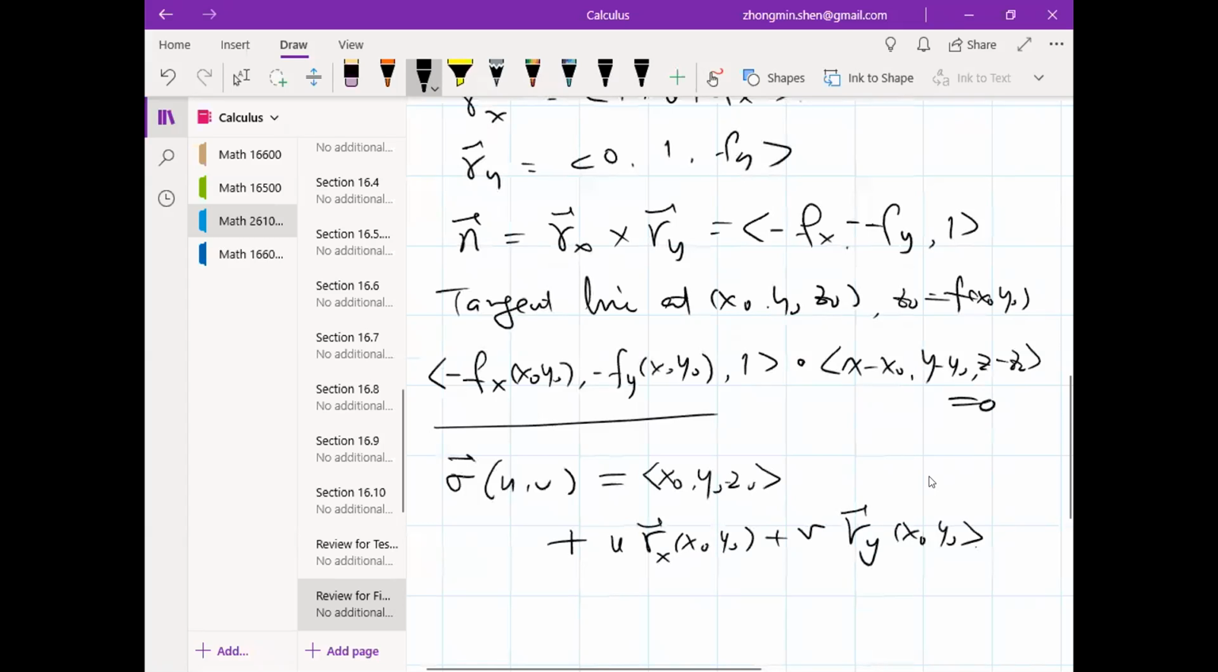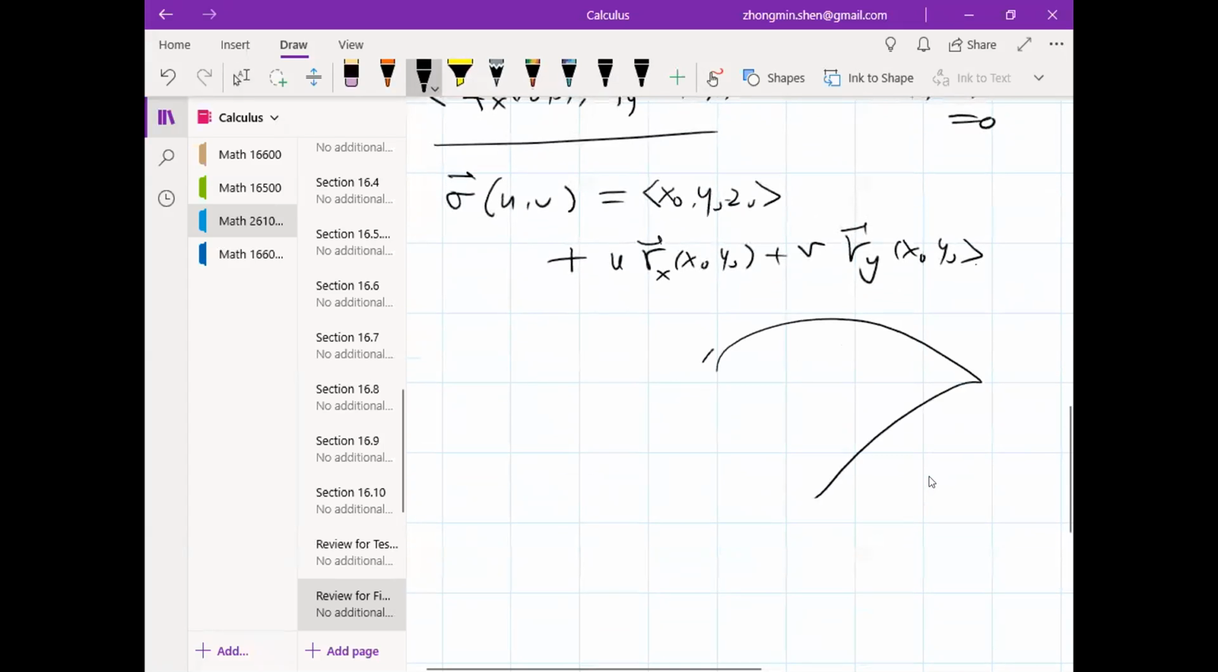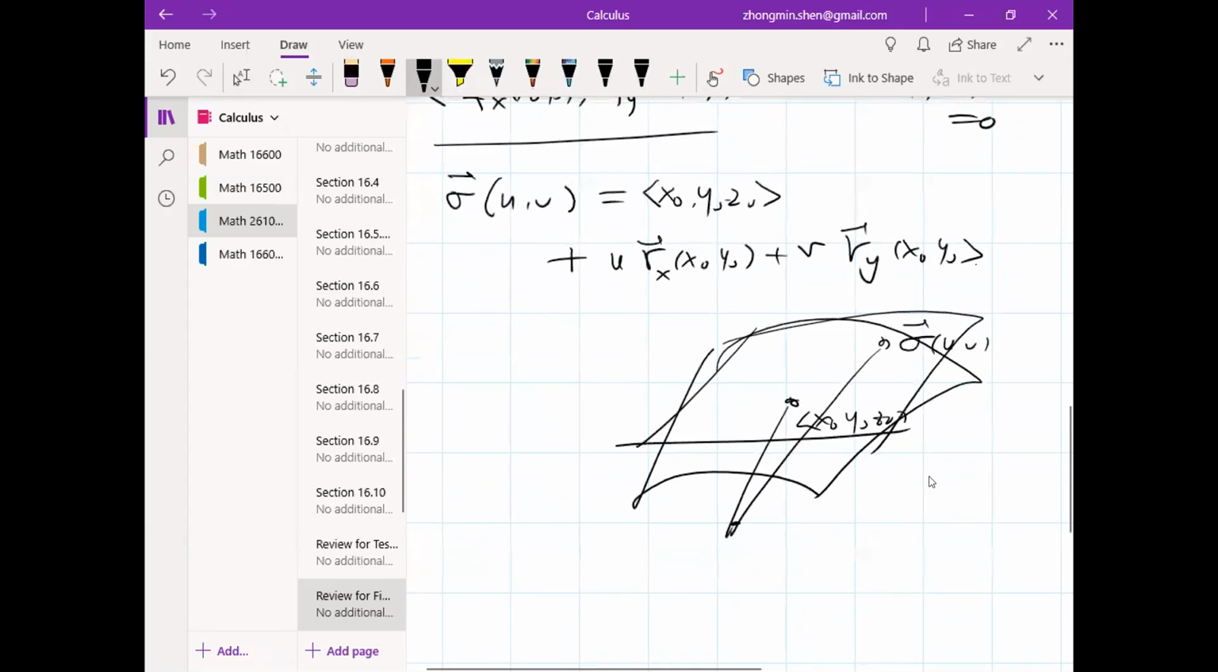Now what does that mean? That means for an arbitrary, now this is a surface again. So this is a point x naught, y naught, z naught, and a tangent plane, and this is sigma u and v. This is the origin. The difference should be a linear combination of these two vectors. This is y, this is x. So just a linear combination of it.